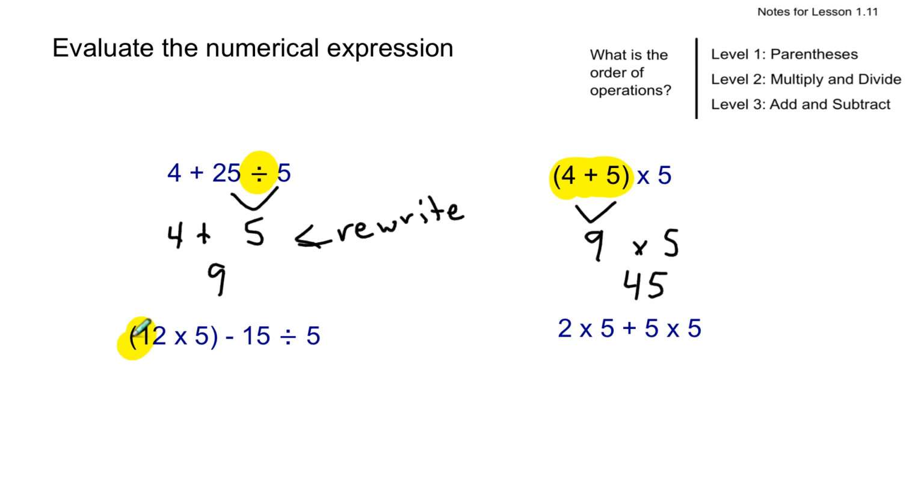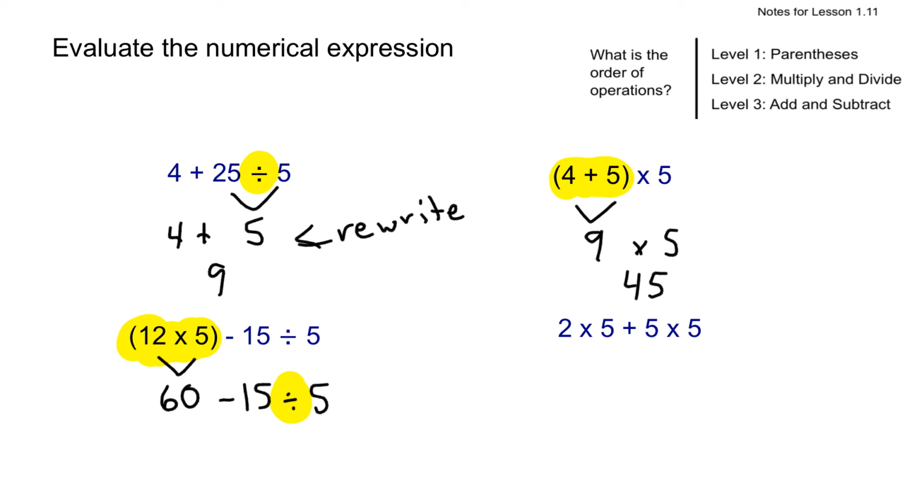All right, so I see what I'm going to do first, 12 times 5. And then after I figure out what is 12 times 5, I'm going to rewrite the whole expression. Okay, so 12 times 5 is 60. Then I'm going to rewrite the other parts of the expression, minus 15, and then divided by 5. And then with my highlighter again, I'm going to say I still have 2 operations here. I already did level 1, which is parentheses. I think I'm going to be doing level 2 now, because I see divide. I also see subtract, but subtract comes after divide.